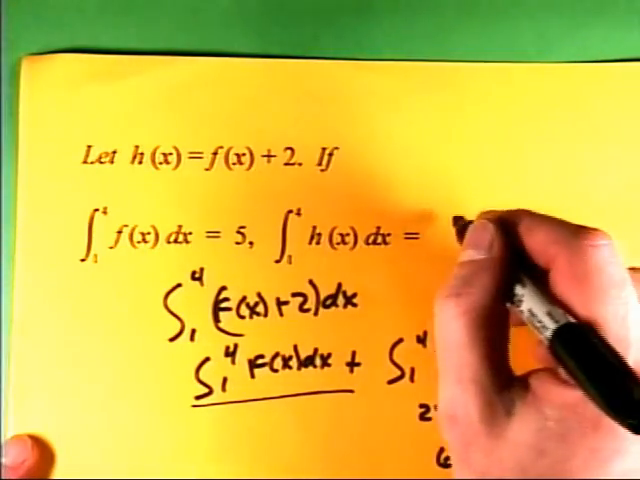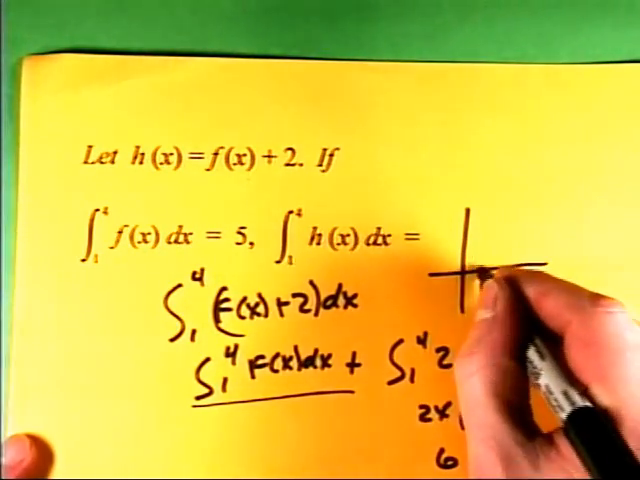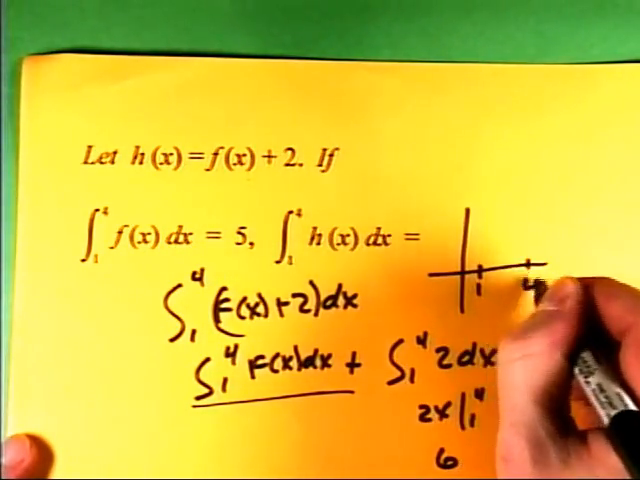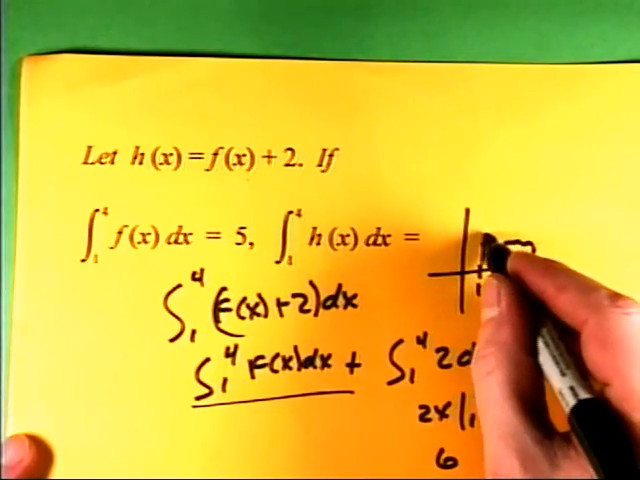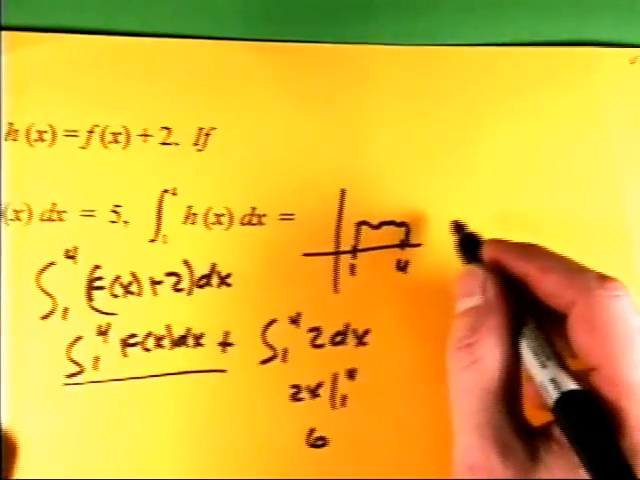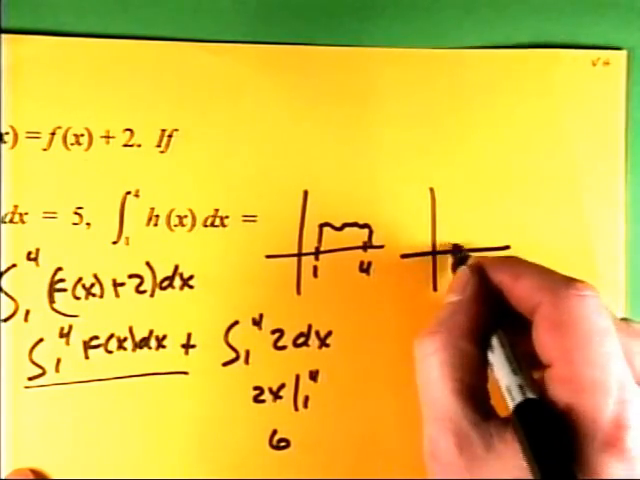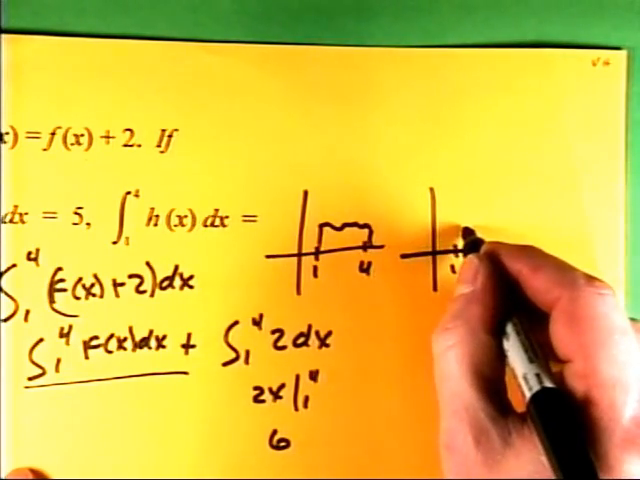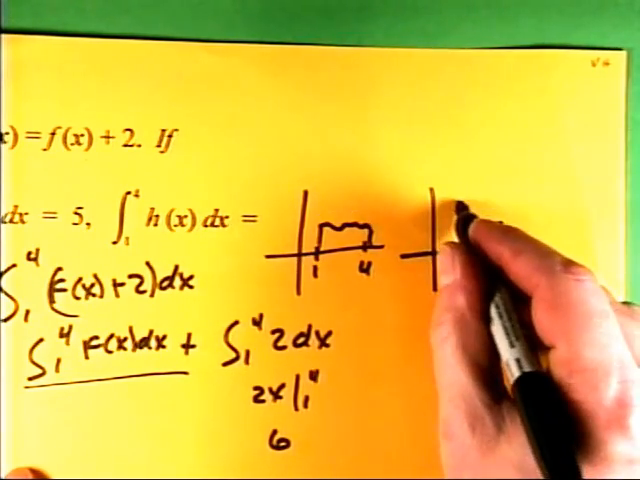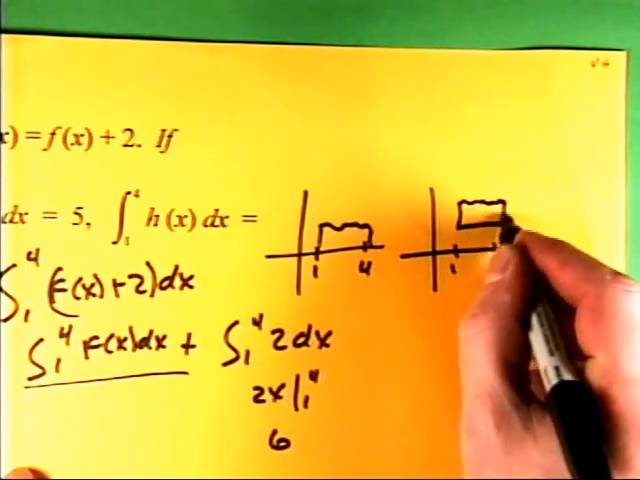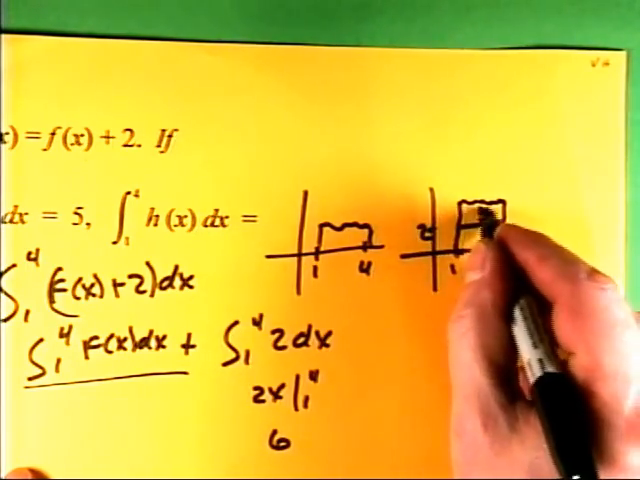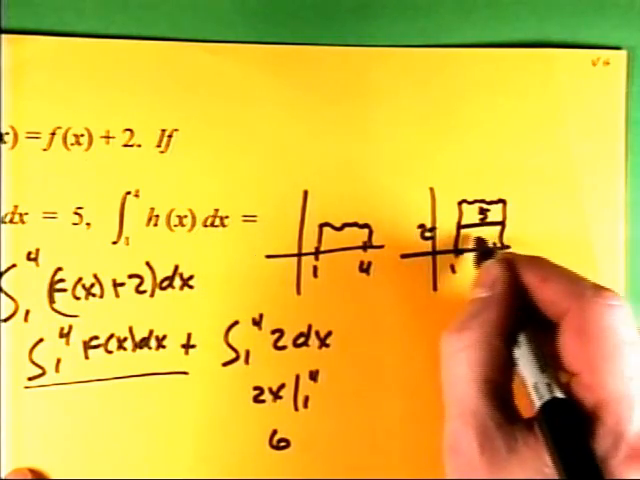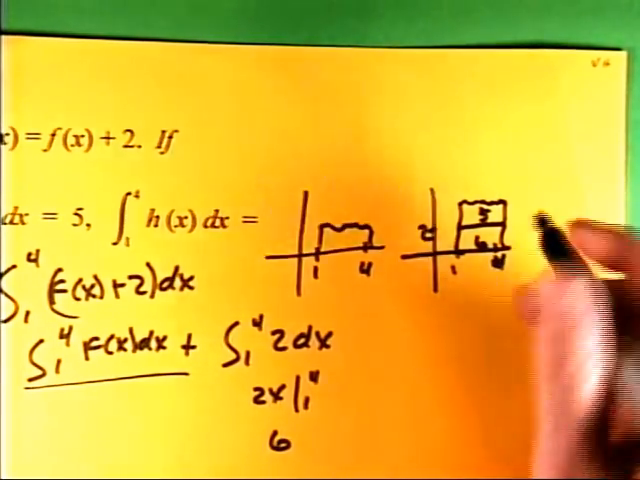Want to see another way you can do it? Visually, from 1 to 4, if the area is 5, whatever that is, and you know h is just shifted up exactly 2, then it would look like this. And so you know this part was 5, and this part would be a rectangle, 3 times 2. Yeah. And that's our cool way.